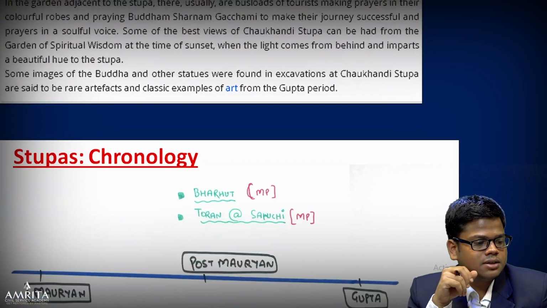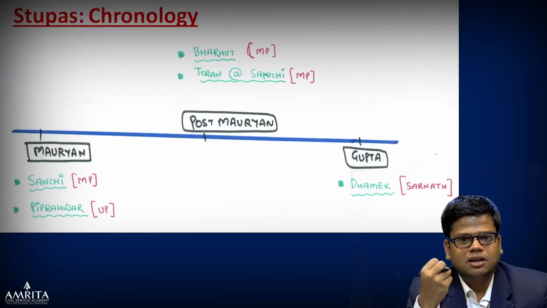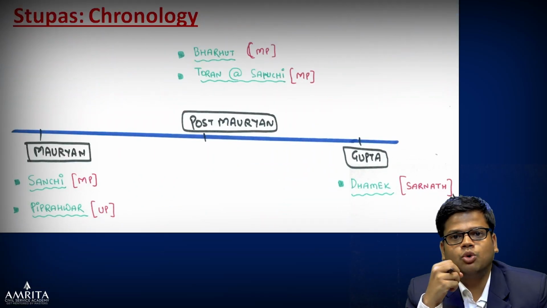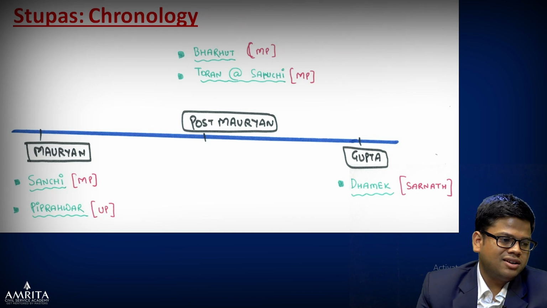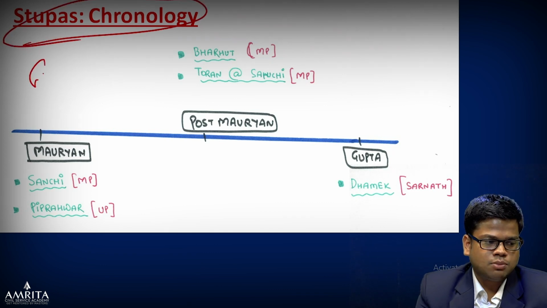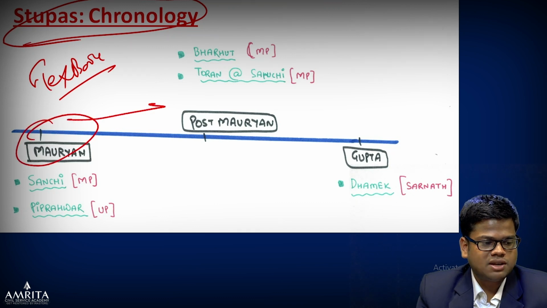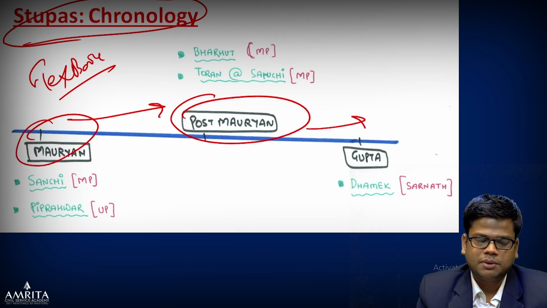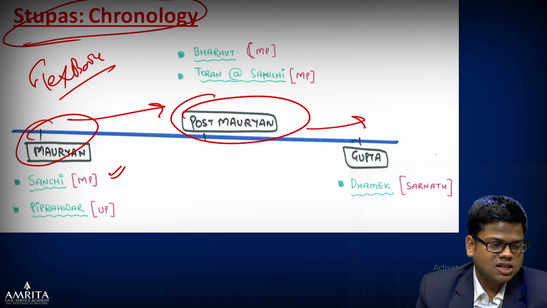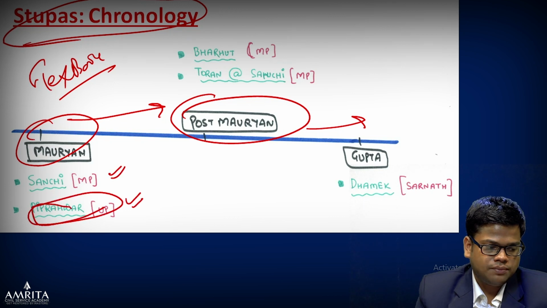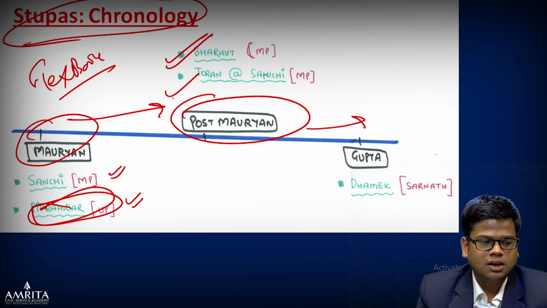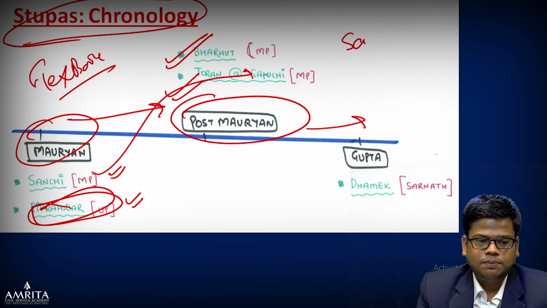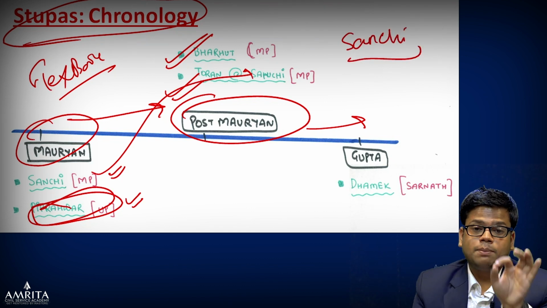Okay, next, I just kept some static information for you. The chronology of the stupa, how can you remember it? So major stupas mentioned in your textbooks. Okay, first, in the Mauryan period, we have some stupas, then the post-Mauryan period, and the Gupta period. In the Mauryan period, we see Sanchi stupa and the Piprahwa stupa. In the post-Mauryan period, we see Bharhut stupa, and the Toran was added to the Sanchi stupa. The Toran was added in the post-Mauryan period.